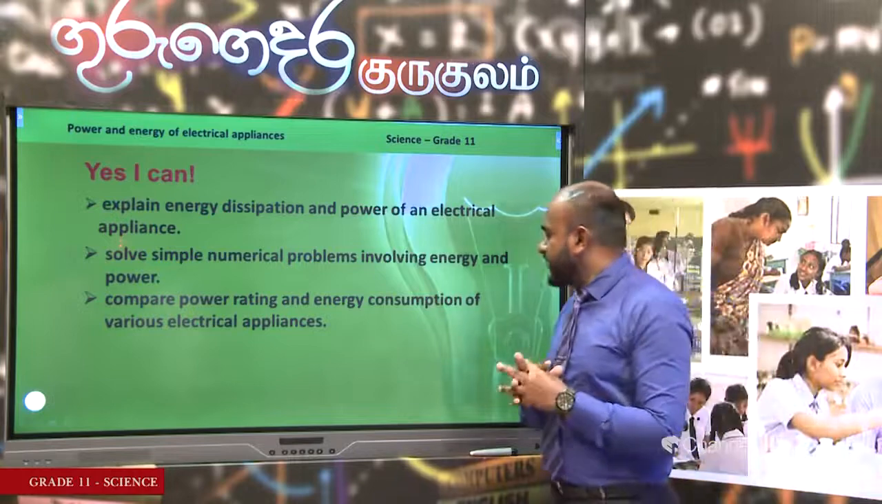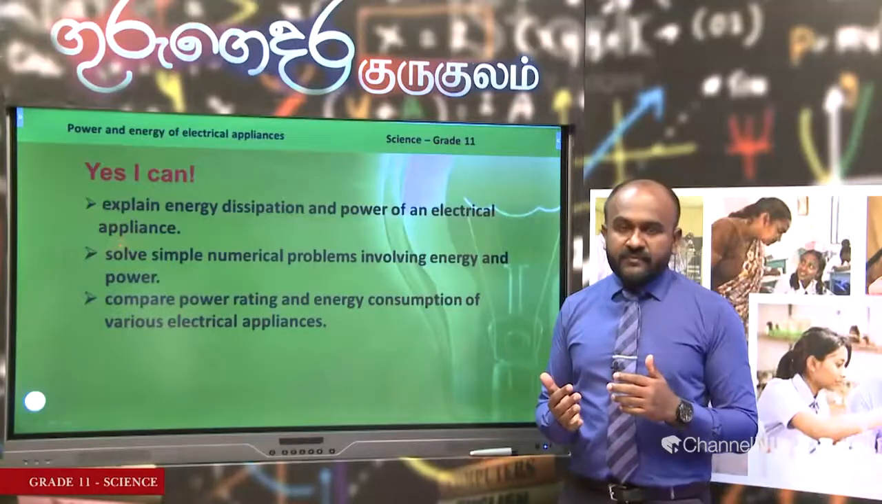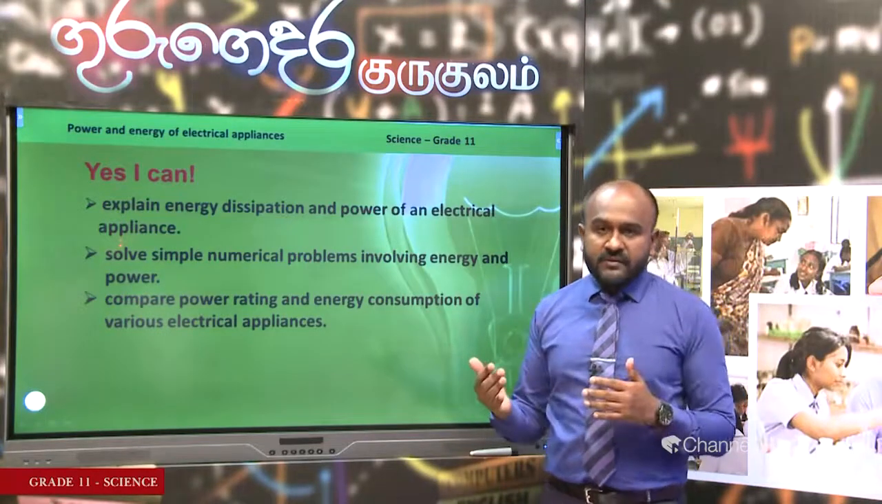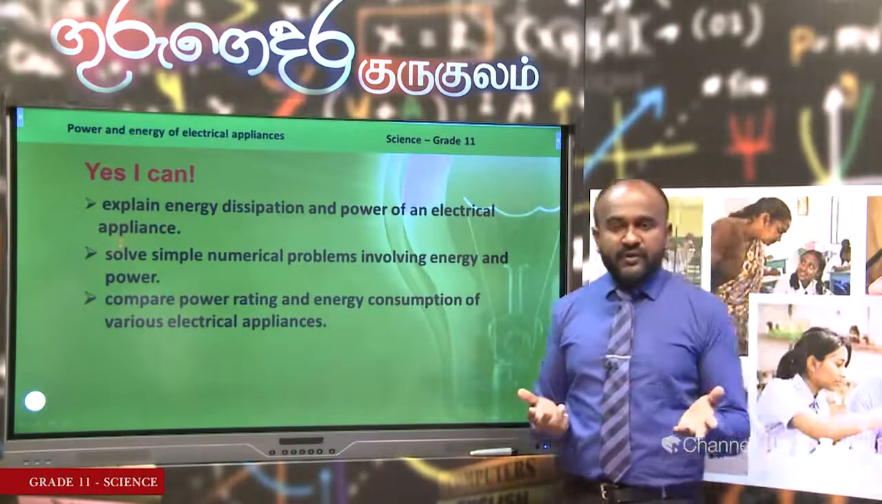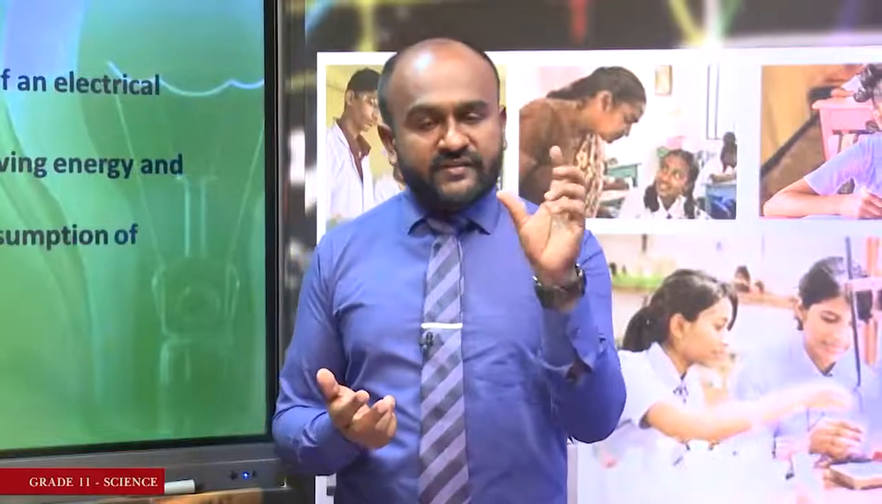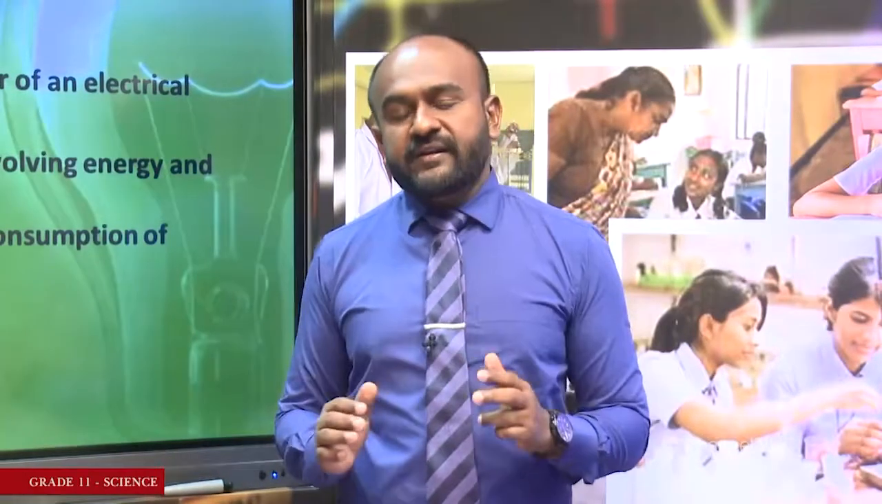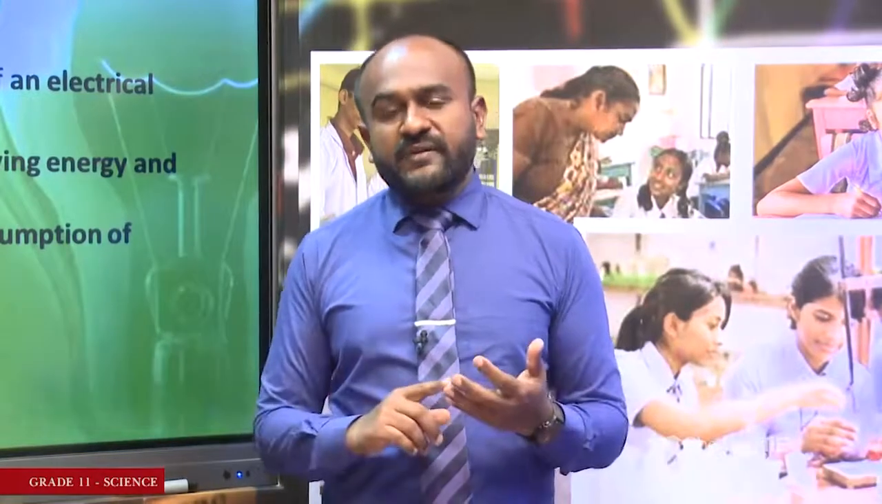Compare power rating and energy consumption of various electrical appliances. The power of an appliance means the amount of electrical energy that the appliance uses in 1 second. So, think that you have an appliance which is 60 watt, and another appliance which is 100 watts. Now, you can compare, because the 60 watt appliance uses 60 joules of electrical energy in 1 second, and the 100 watt appliance uses 100 joules of electrical energy in 1 second. So, you can nicely compare now when you know the power of the appliances.